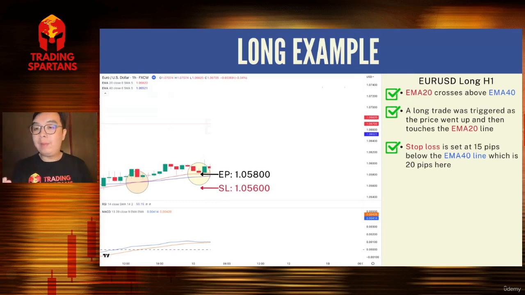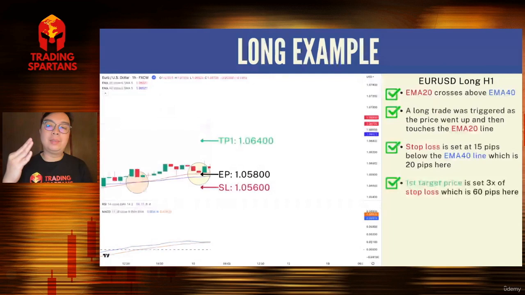So once we have a stop loss of 20 pips, we can set our target price. Our first target will be 3 times the stop loss, which is 60 pips here, because the stop loss is 20 pips. So the first target will be at 60 pips. I also wrote in the price levels so that it's easy for you to visualize.